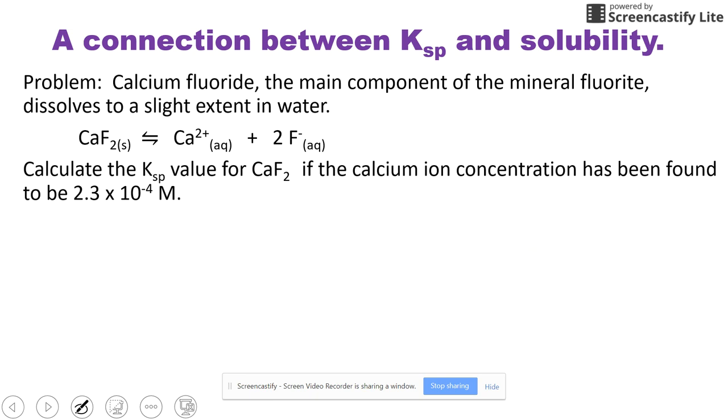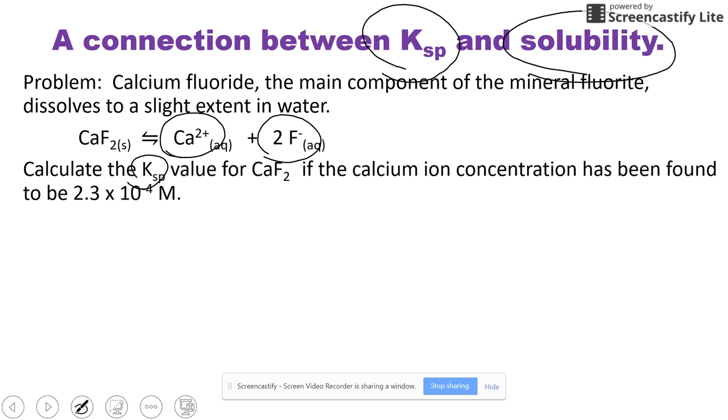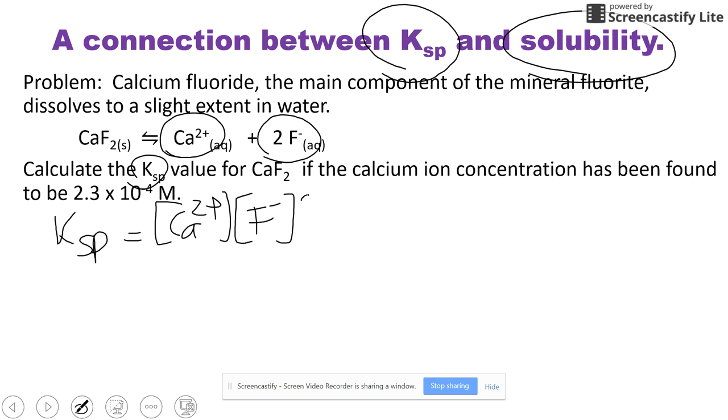Now we want to make the connection between the Ksp and the solubility. If you have calcium fluoride and you dissolve it in water, it will dissolve a little bit to produce calcium cation and 2 fluoride ions. This problem is asking you to calculate the Ksp of calcium fluoride. So let's write the chemical equilibrium expression. The Ksp is equal to the concentration of the calcium ion multiplied by the concentration of the fluoride ion squared.